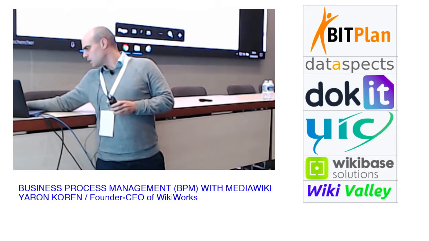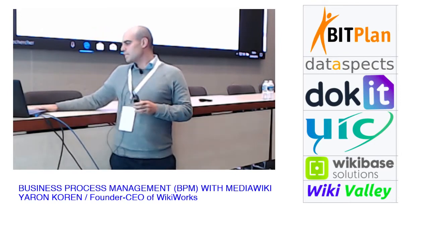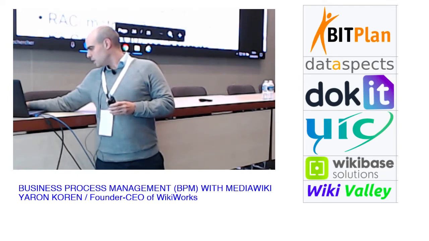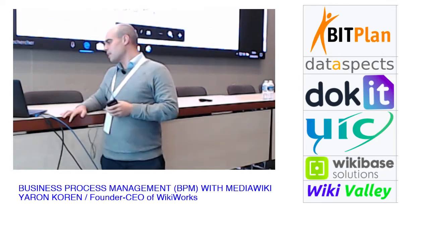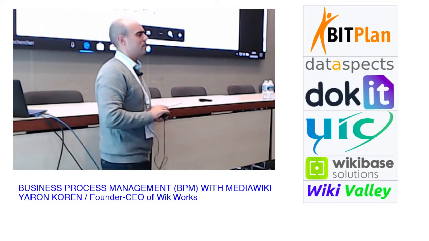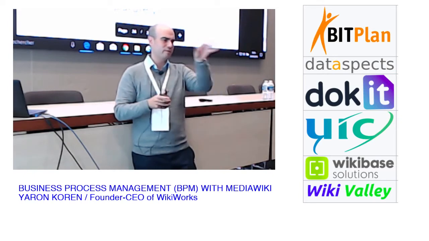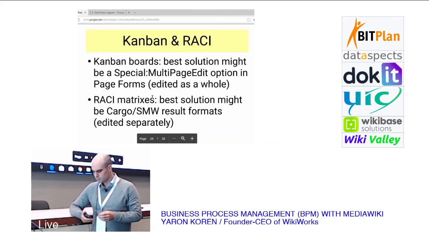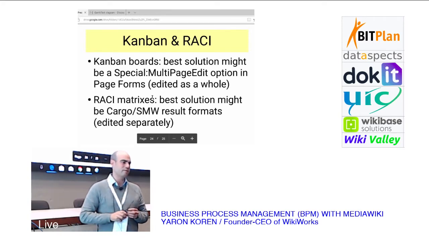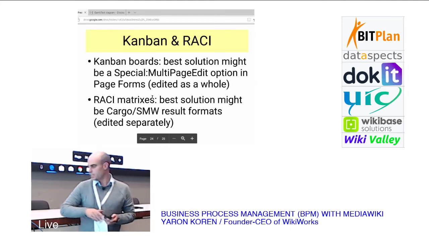And then Kanban and RACI, those actually might be best implemented via regular wiki pages, so this whole diagrams extension wouldn't make sense for them. These are just some thoughts. With Kanban boards, the best solution might be something called Special:MultiPageEdit, which you might not have heard about, but it's a feature in Page Forms that lets you edit a lot of pages together. So it looks like a Kanban board, and you move stuff around as you would in Phabricator or whatever. With RACI matrices, that might be best implemented as just a result format, and you store all the responsibilities on people's individual pages.